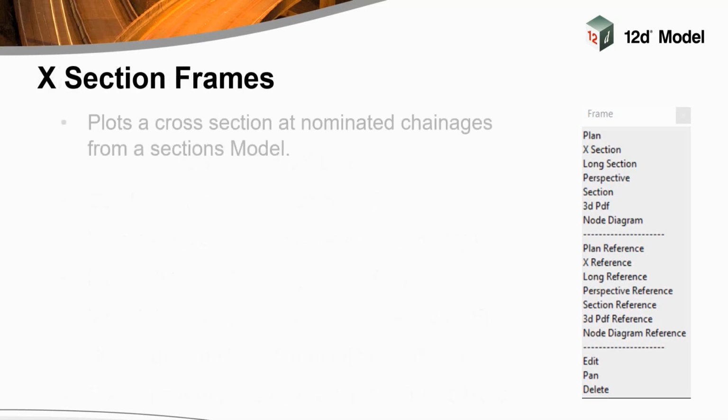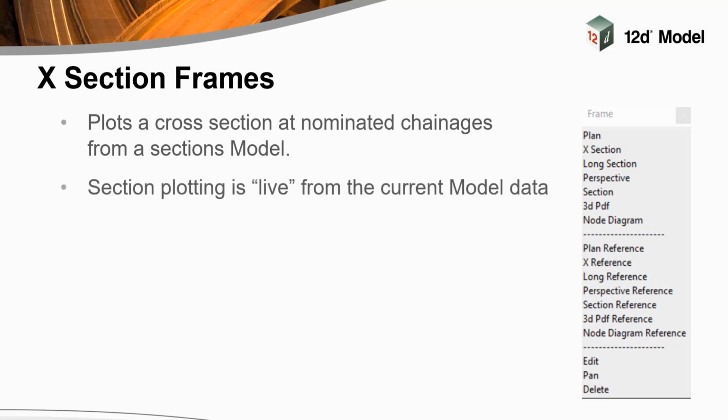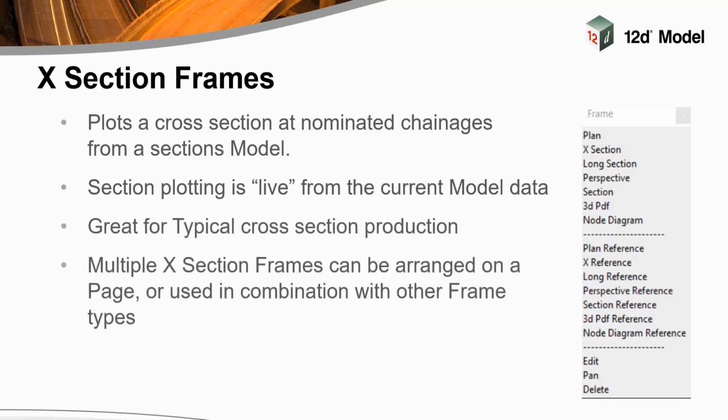Okay, X-section frames. This plots a cross-section that nominated changes from a section's model. Section plotting is live from the current model data. It's great for typical cross-section production. Multiple cross-section frames can be arranged on a page or used in combination with other frame types, i.e. you can have a cross-section and a long section, or a plan and a cross-section arranged on an MPS page.